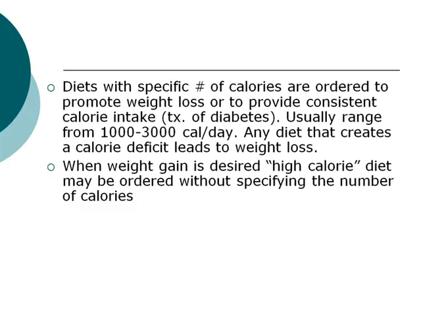Diets with a specific number of calories are ordered to either promote weight loss or provide a consistent caloric intake. Example, your diabetes clients. They will have a specific number of calories. The doctor will order 1800 ADA diet or 1600 ADA, just whatever the number is that the person is usually on at home. It can range anywhere from 1,000 to 3,000 calories a day. And when they are wanting the person to gain weight, then they usually say high calorie diet, and they don't really give a number. They're just trying to encourage the person to get more calories in.